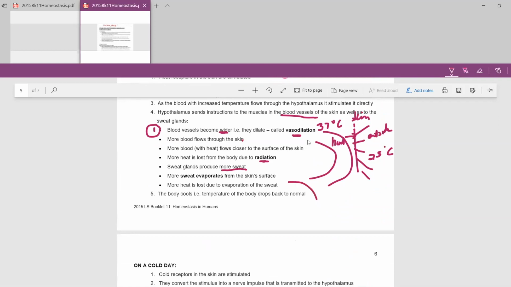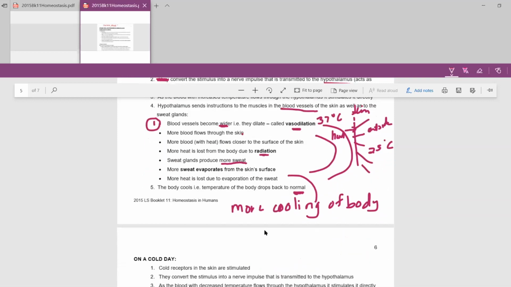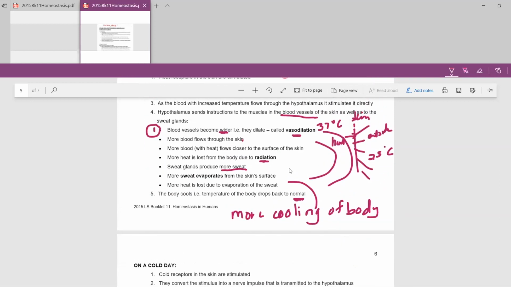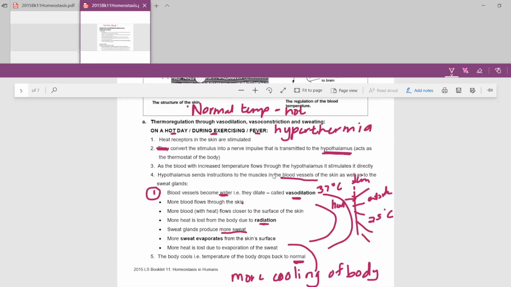And then I want you to write down for me, more cooling of the body. Because by more sweat evaporating, when that sweat evaporates, the sweat takes the heat with it and then cools the body and brings the body back to normal. So you started off with normal and you're ending off with normal. So that is now on a hot day. This is what happens on a hot day, exercise, fever, or hypothermia.